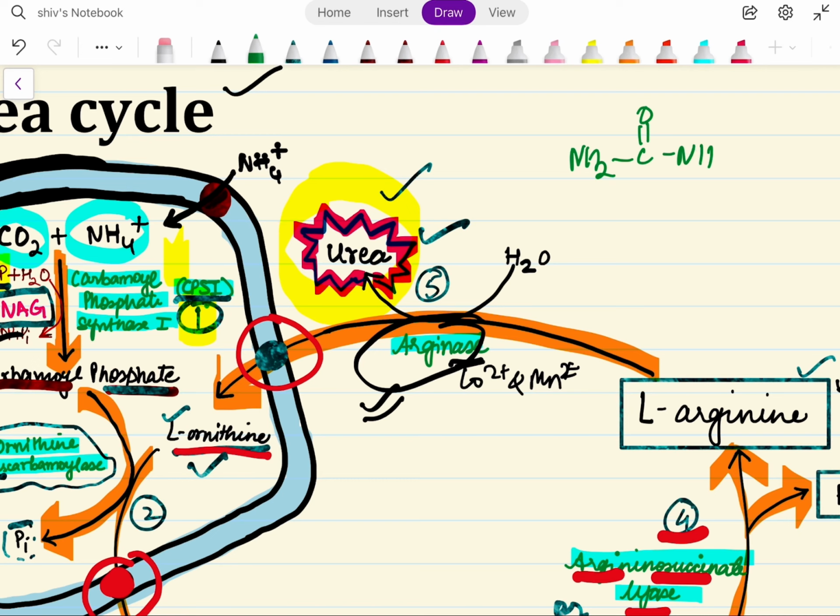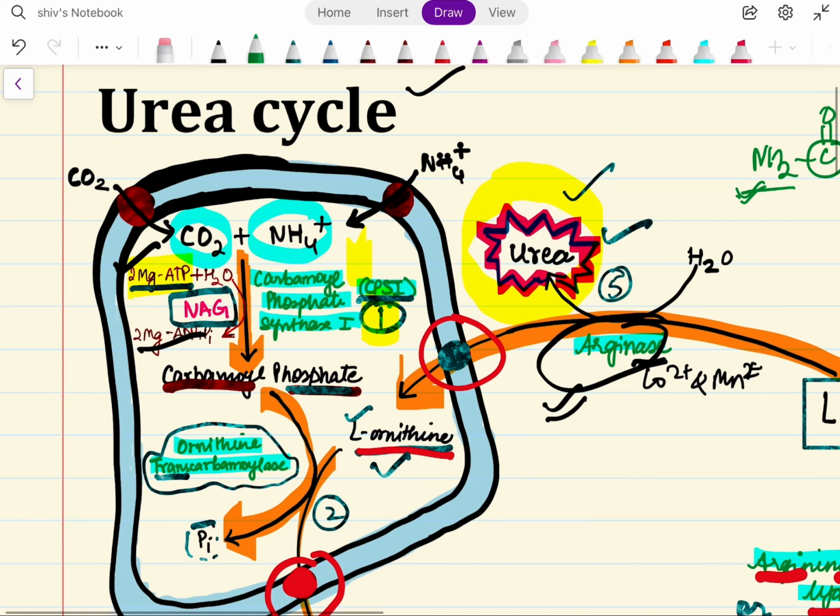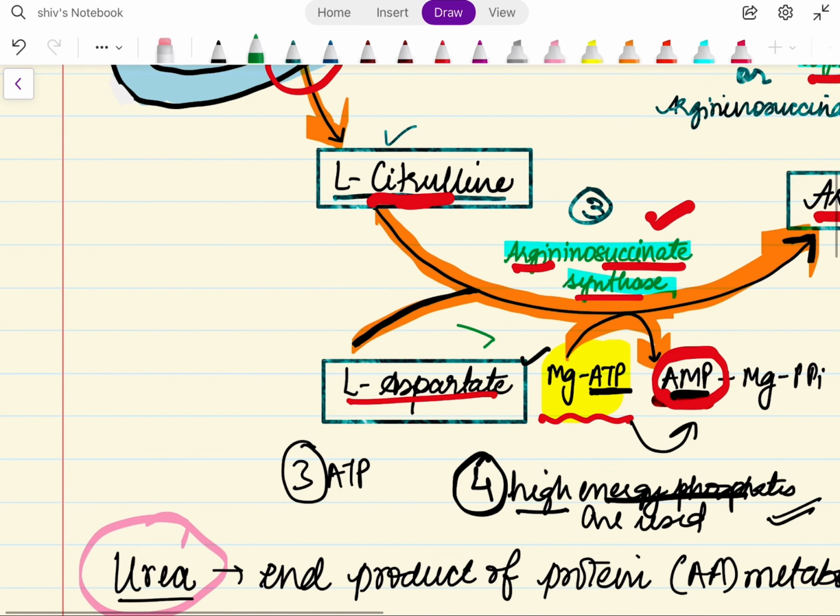Now giving you a summary, you all know that urea can be written as NH2CONH2. This is what you have studied in chemistry while you were preparing for the NEET UG. So here it has 2 amino groups and 1 carbon atom. So from where is it getting these 2 amino groups? For that, we need to come back to the cycle again. So 1 amino group is derived from here, that is the ammonium ion, or the ammonia. And the other is derived from this aspartate.